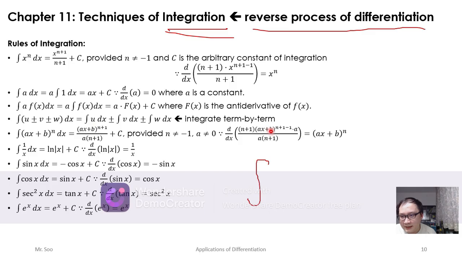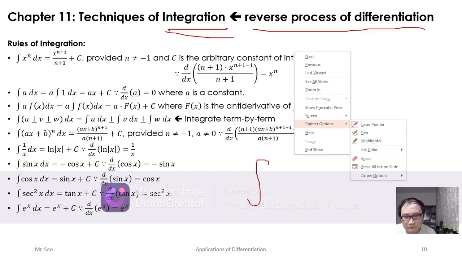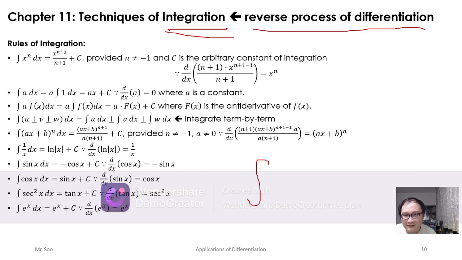First you bring down the power, and then inside the bracket remains the same, and then the power is reduced by 1, so we have n + 1 minus 1. Then differentiate the term inside the bracket, your chain rule, which is a. Then the a and the n + 1 in the numerator you copy back. Then you see this n + 1 and this n + 1 can cancel, correct? This a and this a can cancel, and in the power of ax + b, the 1 minus 1 vanishes. So that's why you have ax + b.